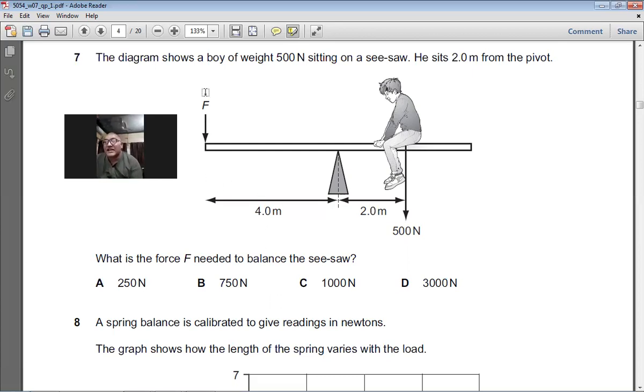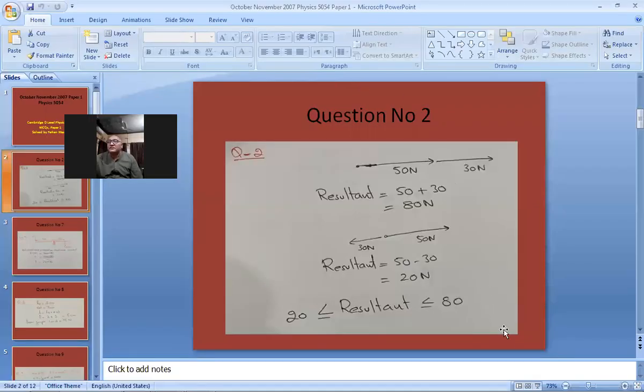You can see that this force is acting downward and its moment arm, its distance from the pivot, is 4 meters. The weight of the boy is acting here and its distance from the pivot is 2 meters, so its moment arm is 2 meters. According to the law, when something is in balance, the anti-clockwise moment and the clockwise moment are equal to each other. So let me show you my work.